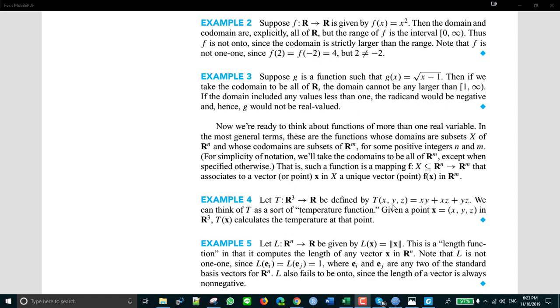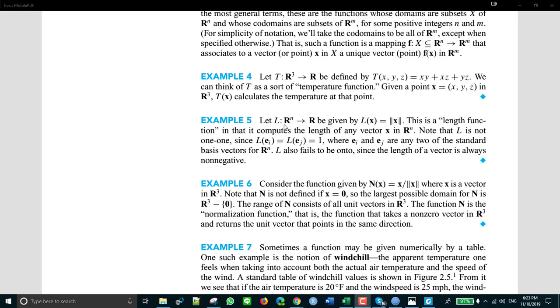So this is a function from R3, the set of points in space, to a number, and that number might be the temperature at that particular point. So given a point x, with x being in R3, then t of x, because we said it's t of x, y, z, but we can write that briefly as t of x, calculates the temperature at that point. Okay, next example.